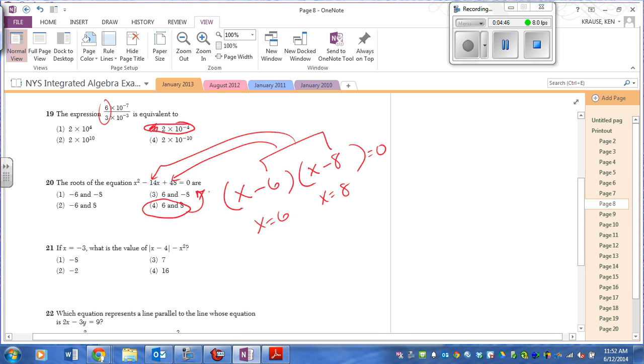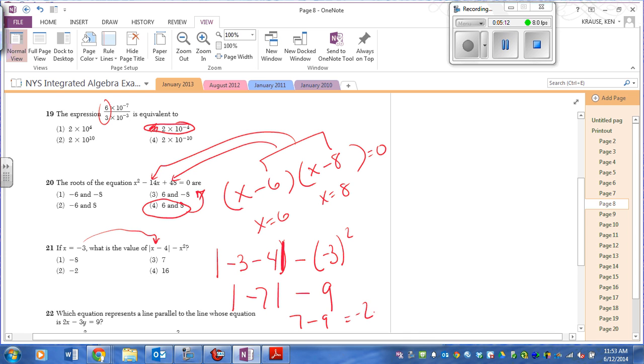We're going to plug negative 3 in for x. I can just do this with my calculator if I want to. And I'll do it here first. Negative 3 minus 4 minus negative 3 squared. Well, negative 3 squared is 9. And negative 3 minus 4 is negative 7. But the absolute value of that is 7. So 7 minus 9, which is negative 2.